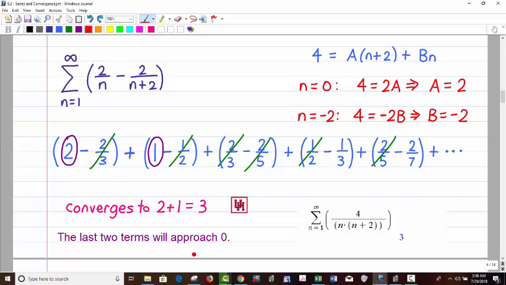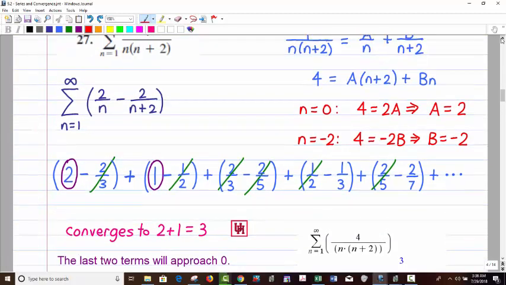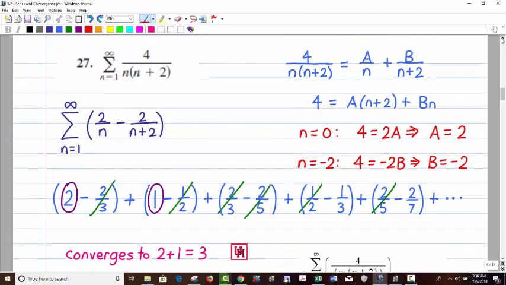And here's where I mentioned the last 2 terms. We'll approach 0. Maple says it's 3. Now let's see. I didn't know if I wrote it out or not, so I'm going to say it verbally. Here's my shortcut rule I was telling you about.